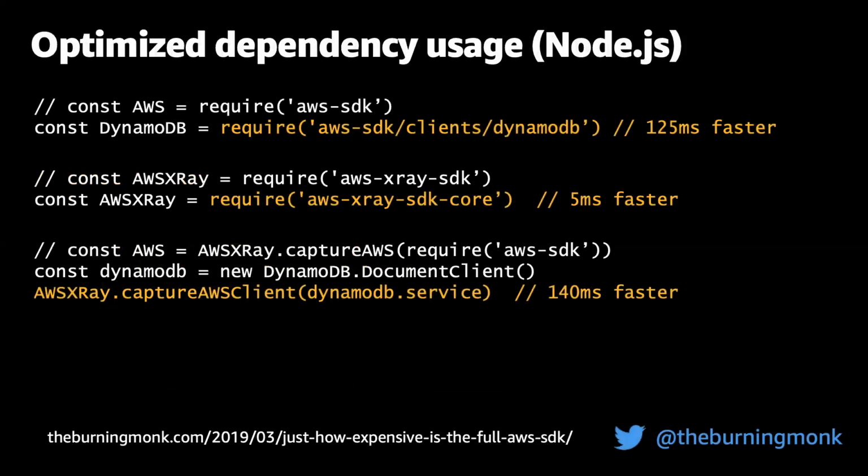I mentioned optimizing dependency usage. So for example, here with Node.js, if instead of requiring the whole SDK, you just require the Dynamo SDK, you can get up to 100, 125 milliseconds faster. The same holds for the X-Ray SDK. And there are cases where you are using the X-Ray and the Dynamo SDK together, so they might sum up as well.